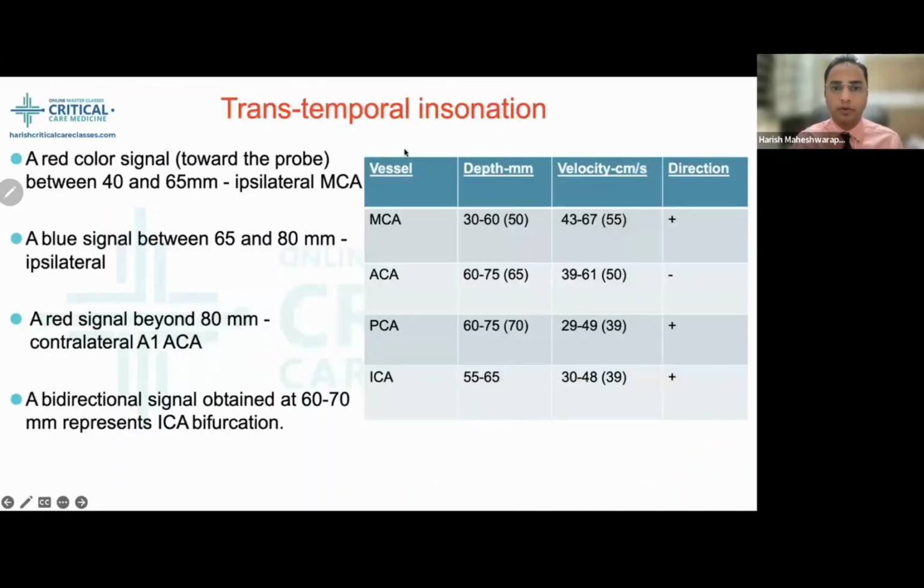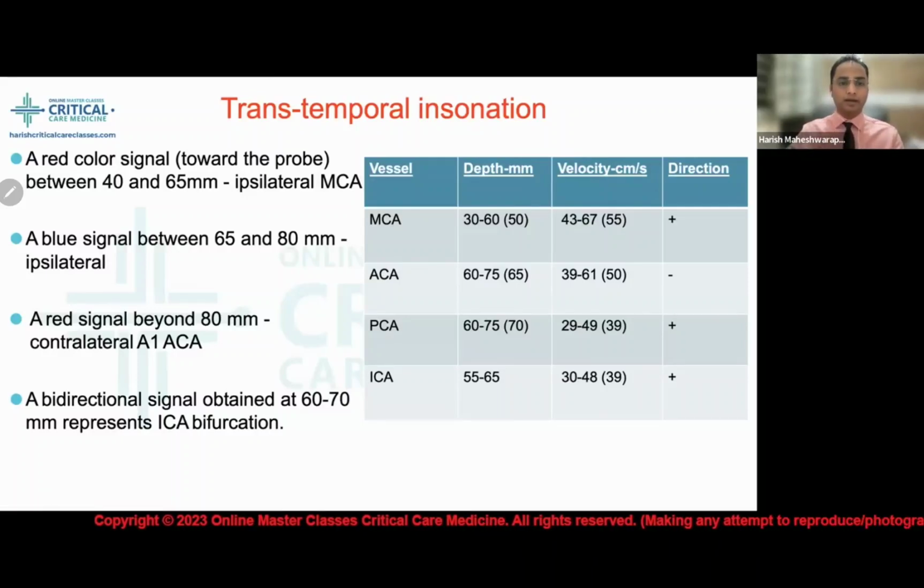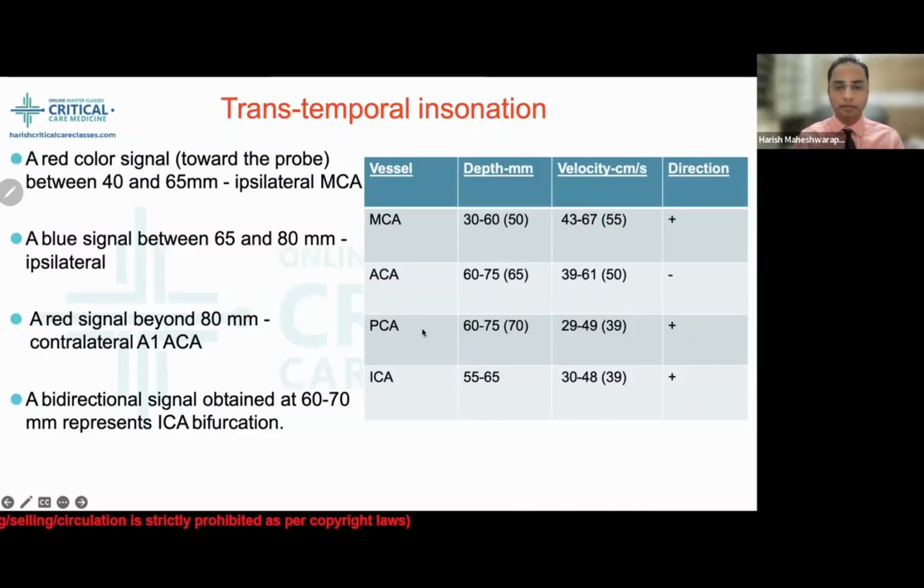We go window by window. In the transtemporal window, a red color signal, meaning flow towards the probe, between 40 to 65 millimeter represents the ipsilateral middle cerebral artery. This we need to remember. A blue signal between 65 to 80 millimeter is again ipsilateral, representing the ACA or basically the PCA.